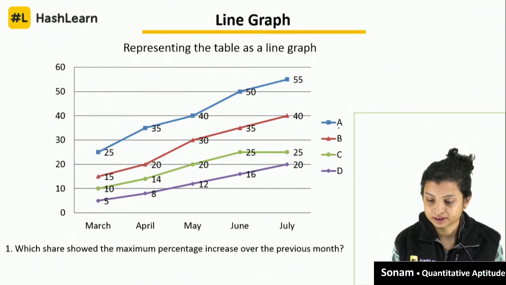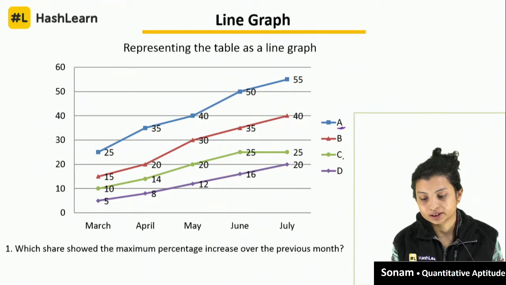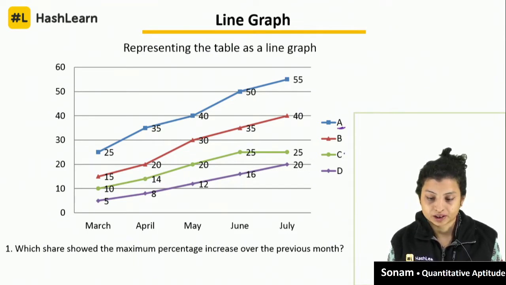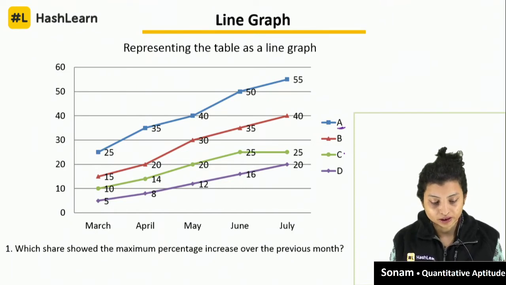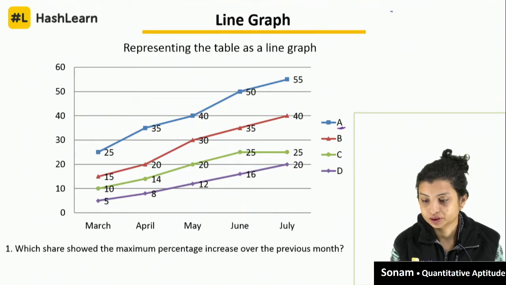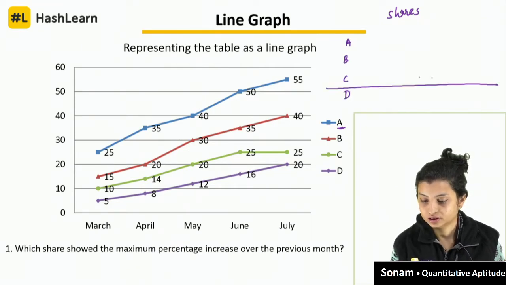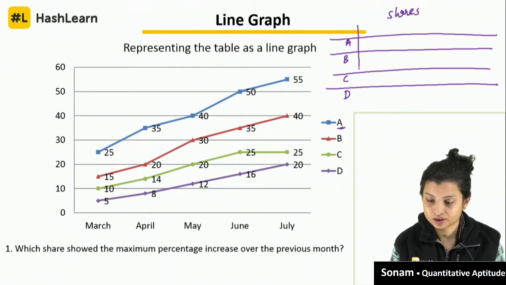Okay, so the blue line represents A, the red line represents B, the green line represents C, and the purple line represents D, right? So the question is asking which share shows the maximum percentage increase over the previous month. So this is about shares, right? There are 4 shares, A, B, C and D. And let's say these are the months. So what are the months written over here?